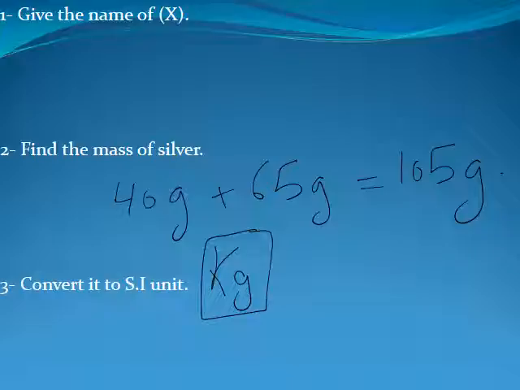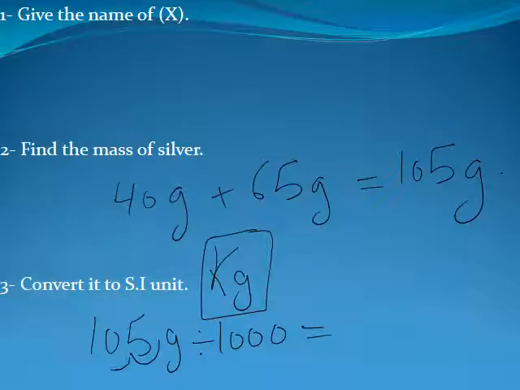SI unit of volume is the meter cube. Okay? So in order to convert from gram to kilogram, we have to divide by 1000. So 105 gram divided by 1000. It will be 1, 2, 3. This is the point, and we put a 0. 0.105 what? Kilograms. That's it. Okay?